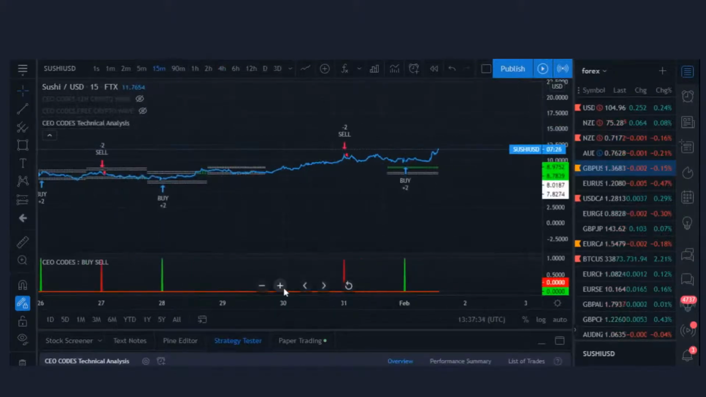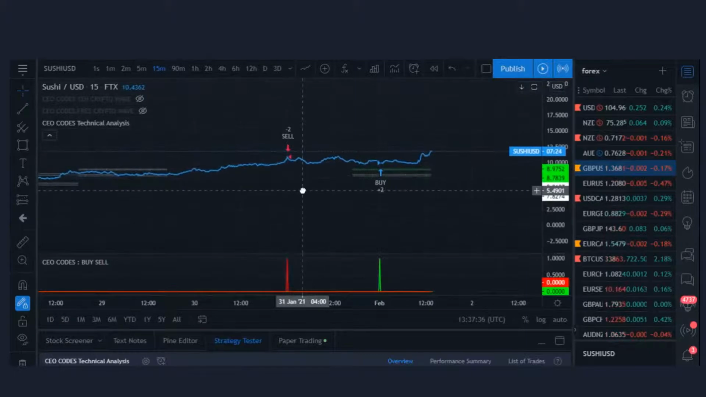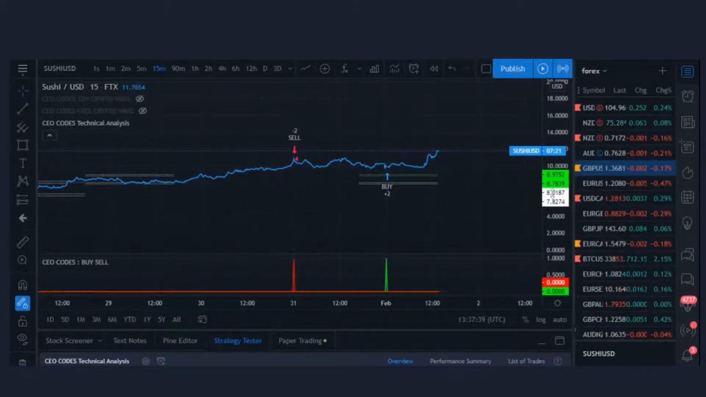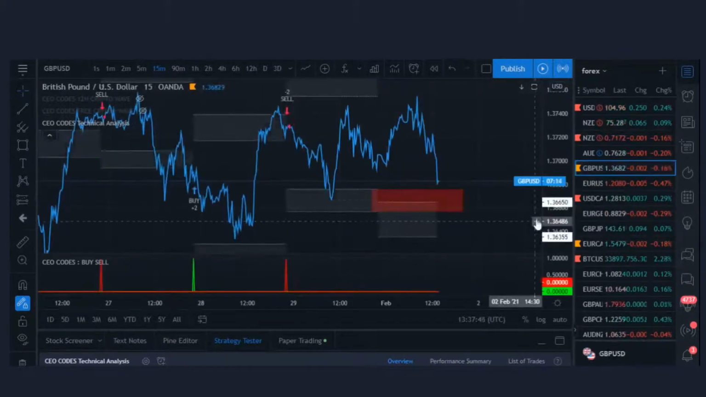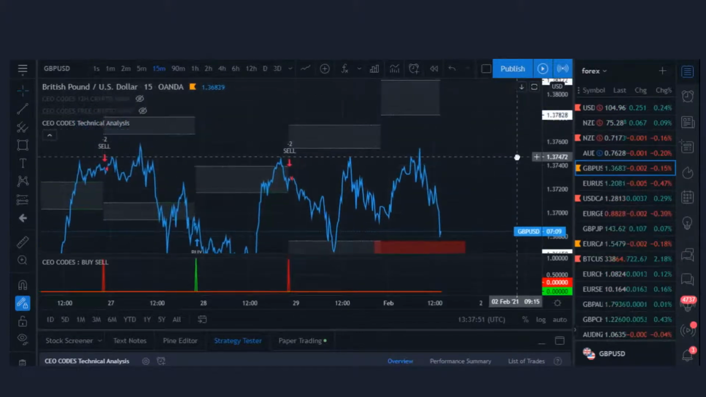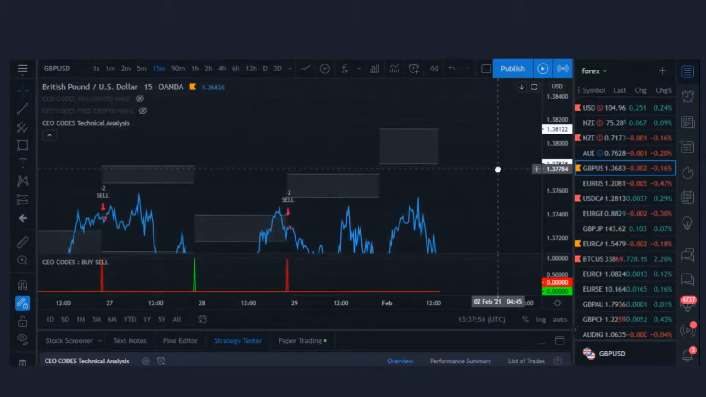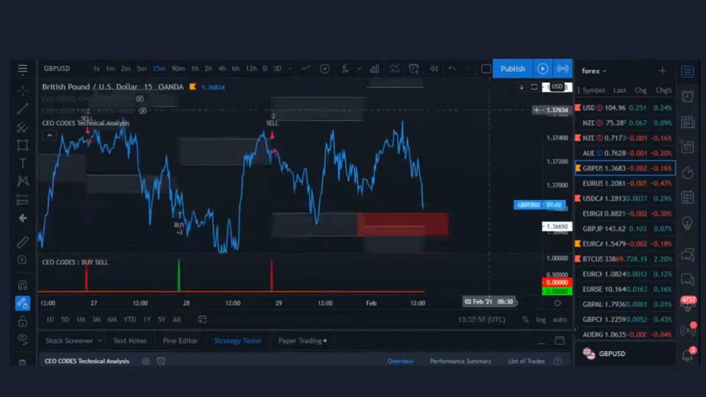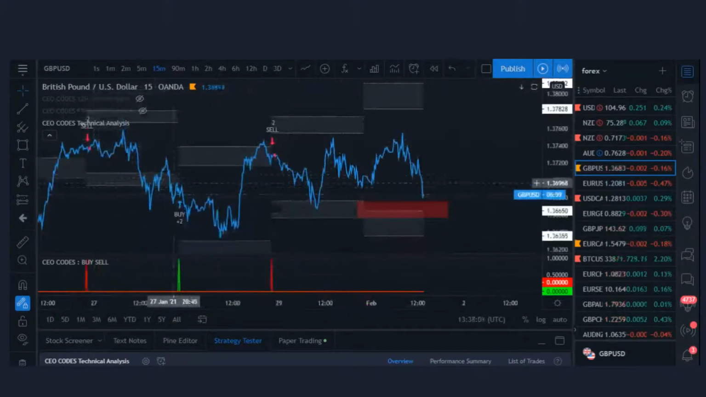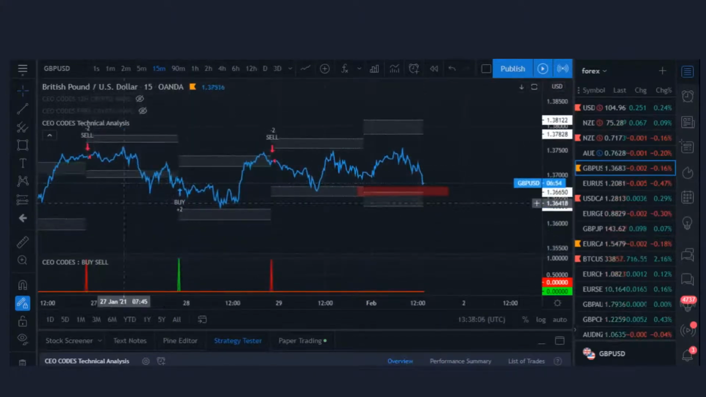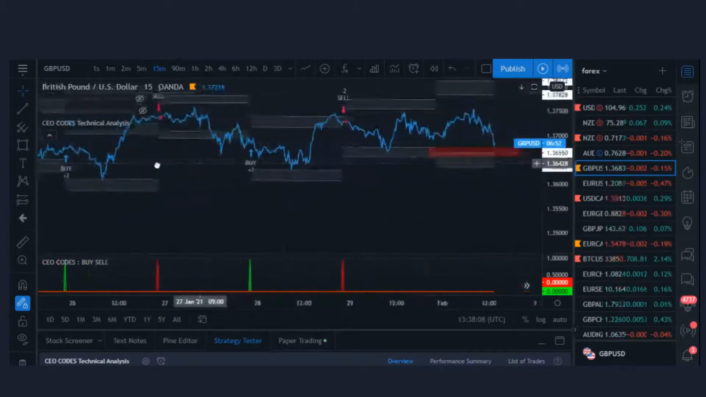What do you think of Sushi USD, trader? Oh my God. GU 1.4 soon. 1.4. Oh my God, 1.4. Are you sure? All this way up. I think it's because all this way it's been ranging. As you see, it's really unclear. So let's see what will happen.